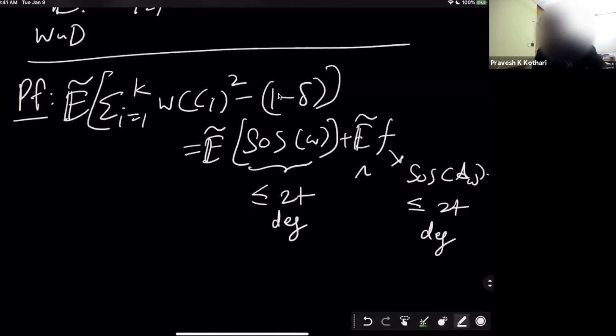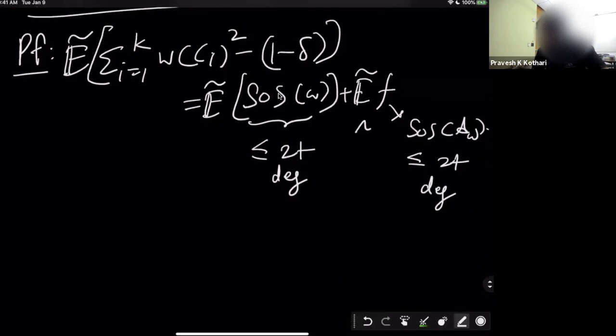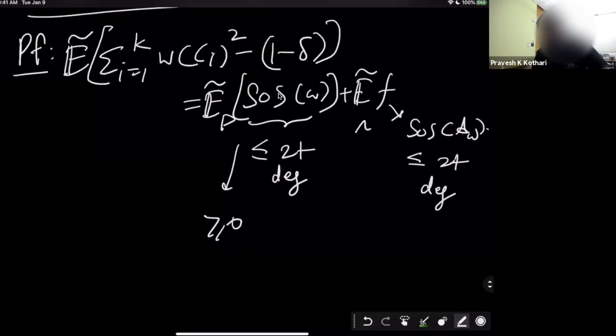Okay. And now simply conclude that because this is a degree at most 2t polynomial and because D is a degree 2t pseudo distribution, it must give a non-negative value to the first term. And because my pseudo distribution satisfies the non-negativity constraints that appear in A sub W, it must give a non-negative value to F.